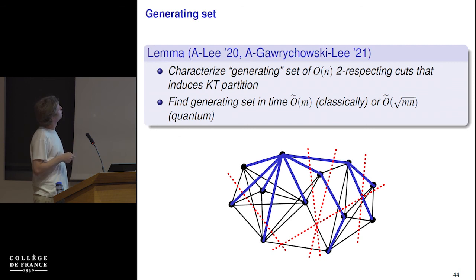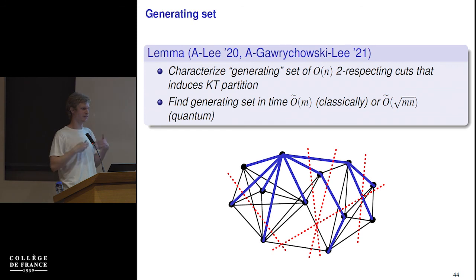Let me also mention that in principle, if we would just find a generating set of order n cuts, there's not necessarily a way of efficiently describing the set of cuts, right? Because every cut would be a bipartition of the graph, and if this is an arbitrary bipartition, then this would require n bits to describe, and so the description of this generating set would still scale with n squared.